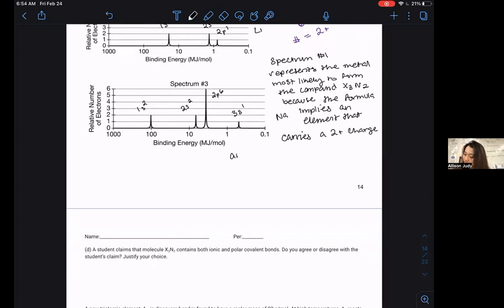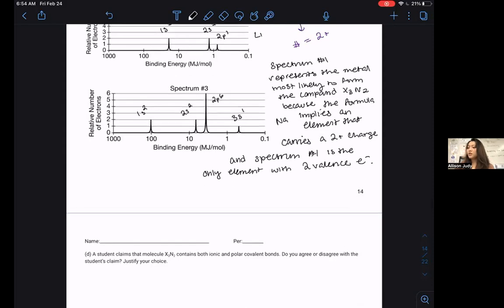And spectrum 1 is the only element with 2 valence electrons. Okay.